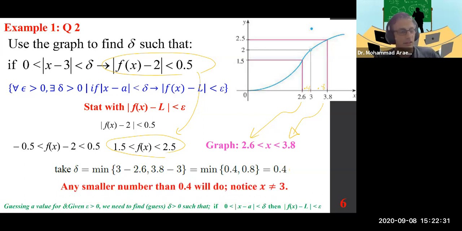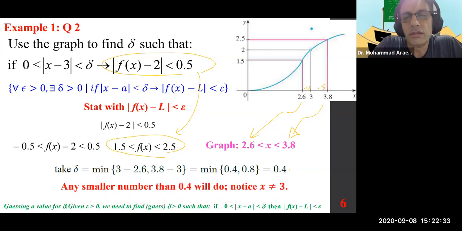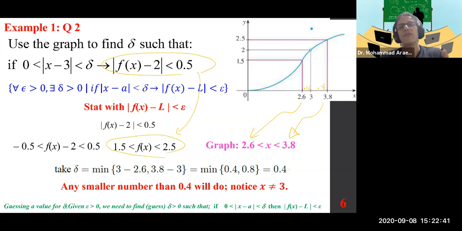And that's another thing. When we say, here's the value of delta, any number less than that will also do the job, okay? So a fast and easy way to do this question: take a look at the graph, look at the distance from 3, and pick the smaller of the two. Now the rest is just going over the explanation.